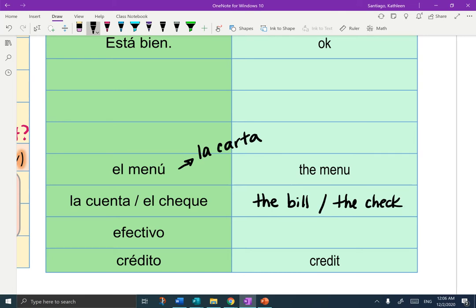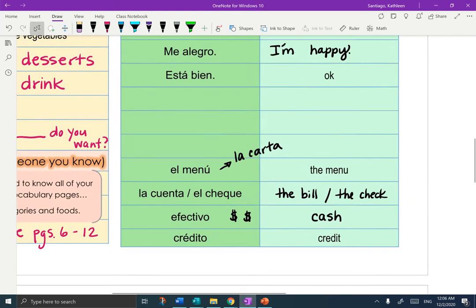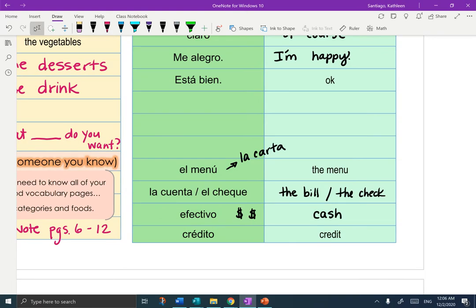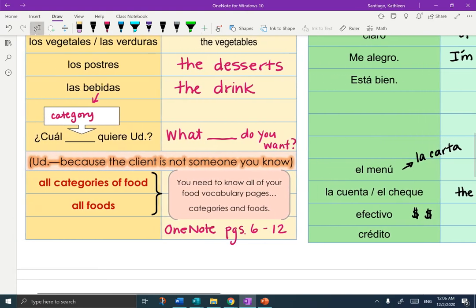When you're going to pay the check, you could pay with crédito or tarjeta de crédito, or you can pay with efectivo. So efectivo, what's the most effective way to pay anything? Cash. That's how I think of it. In certain countries, even when I lived in Puerto Rico, they called it the green discount, right? They'd give you a discount or a better price if you paid in cash. Okay, good. That's the end of page 1. Not a lot to write.